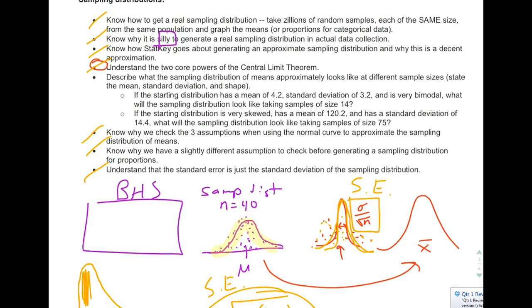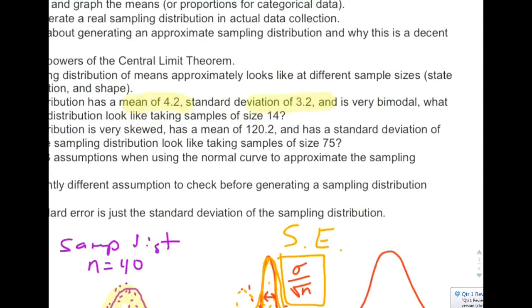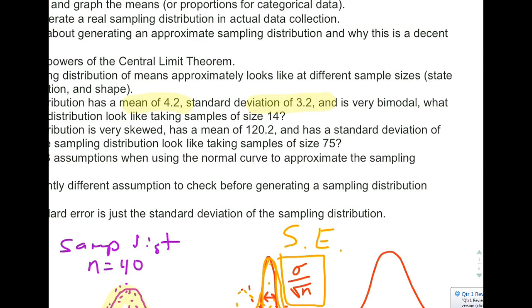Last thing, going back here, it says, let's get back to that central limit theorem idea. Describe what the sampling distribution of means approximately looks like at different sample sizes. So if the starting distribution has a mean of 4.2, a standard deviation of 3.2, and is very bimodal, when you're taking samples of size 14, what will happen to it? Well, the mean never changes. The middle stays the middle. The standard deviation gets smaller.